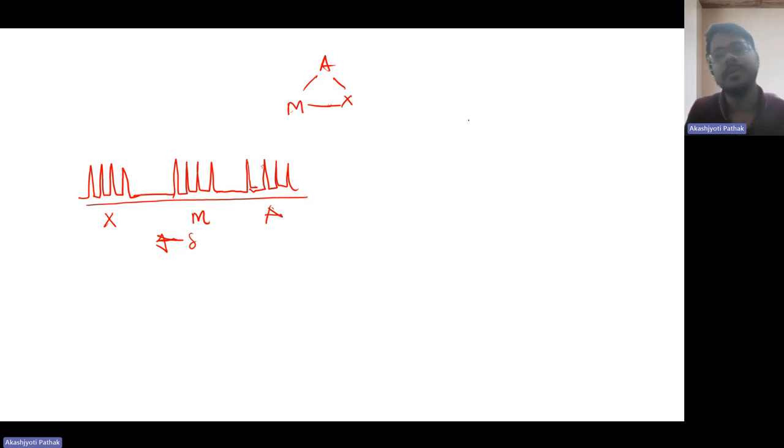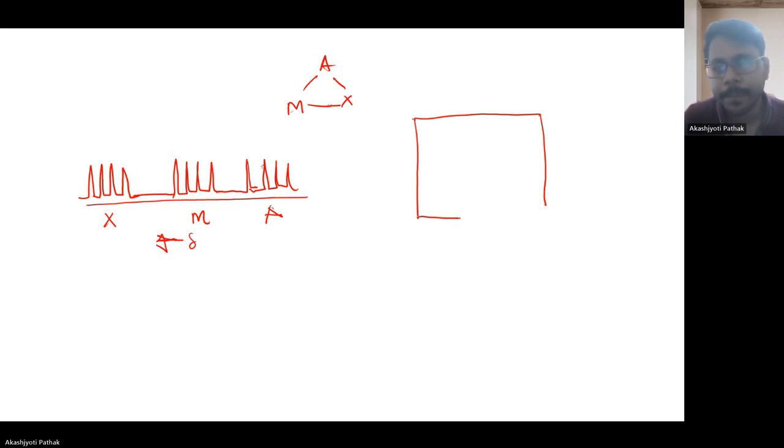Now if you plot the 2D COSY spectra for this AMX triangular spin system, what will you get? This is your F2 axis, this is your F1 axis. Here on the F1 axis, you plot the frequency corresponding to the A spin, the frequency corresponding to M, and the frequency of X. Similarly, on the F2 axis, you have A, M, and X.